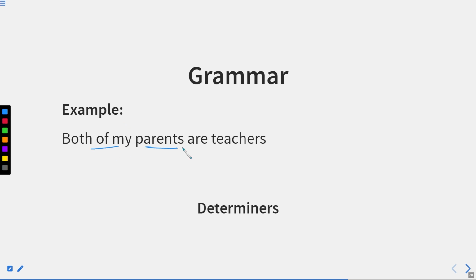Example: both of my parents are teachers. Now parents are only two persons, mother and father. So if I'm talking about mother and father, both of my parents, it means my mother as well as my father, they are teachers. So both of my parents are teachers.